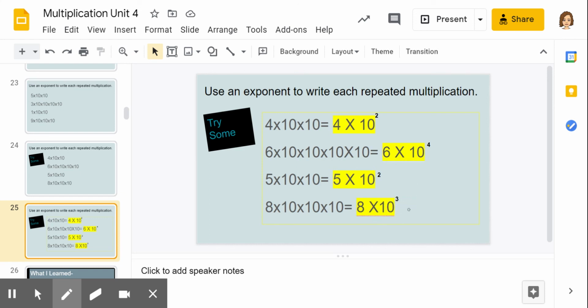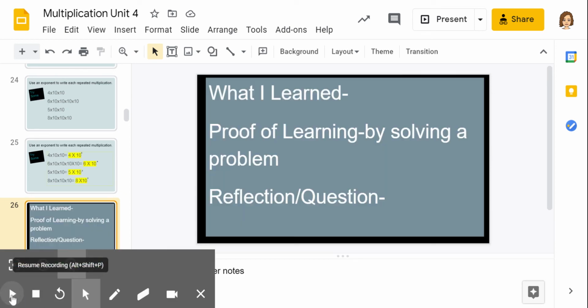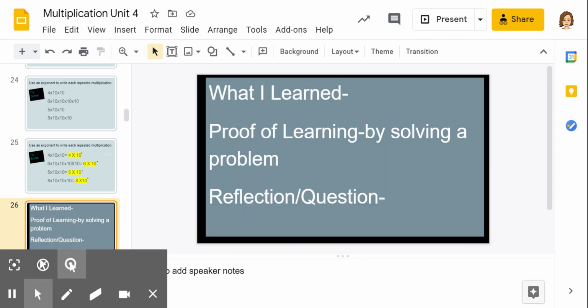All right, so we're done with the lesson. So write down what you learned, proof of learning by solving a problem, and a reflection or a question you may have. And that's it for today.